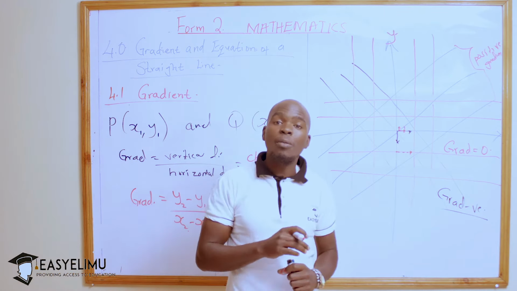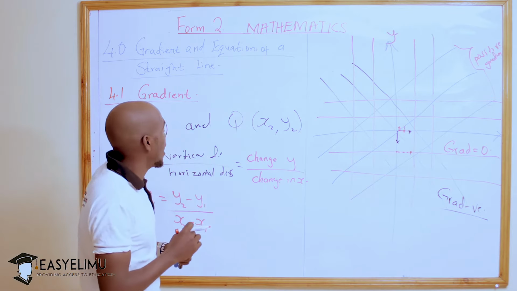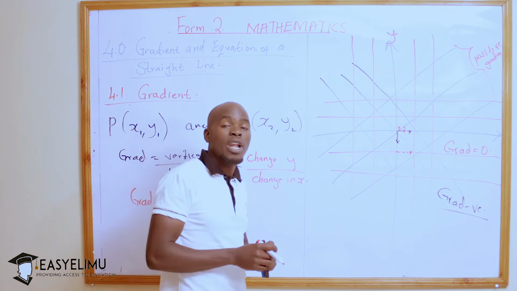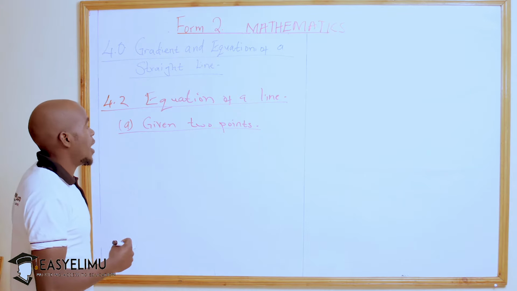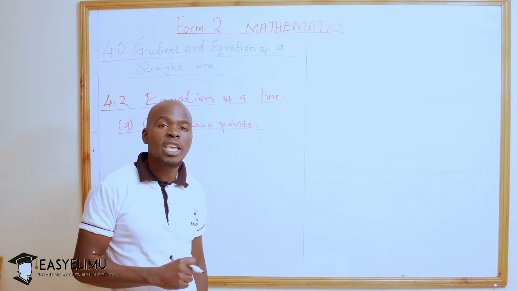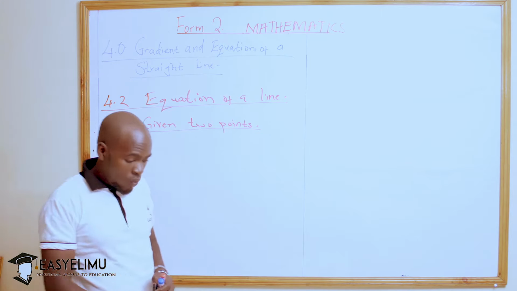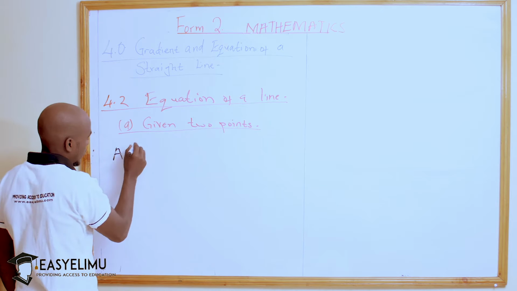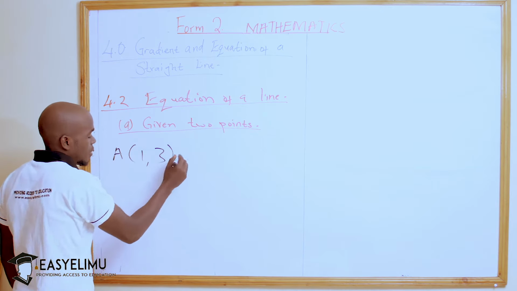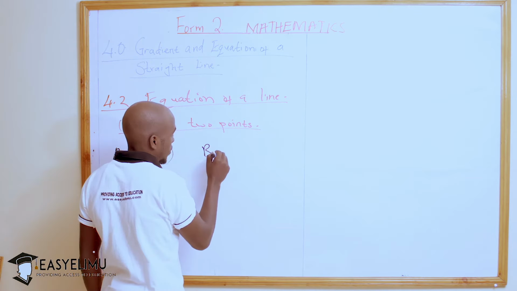We shall see some of them as we compute some of the gradients of straight lines in our next session as we continue on. We are going to see the equation of a line, and we shall start with the case where we have been given 2 points. For instance, we have point A as (1, 3) and point B as (2, 8).